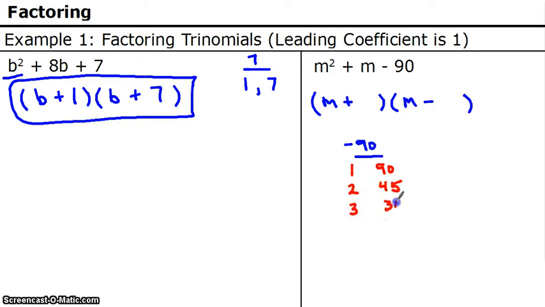3 and 30. You kind of work your way down the list, and eventually you'll get to 9 and 10. 9 and 10 is going to be able to add up to 1 because one of them has to be a negative. If I want it to equal positive 1, that's going to be negative 9, positive 10. See how those add up to 1? So m plus 10 and m minus 9.